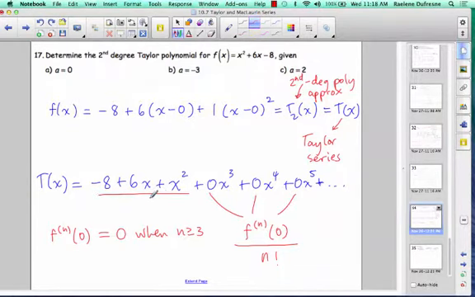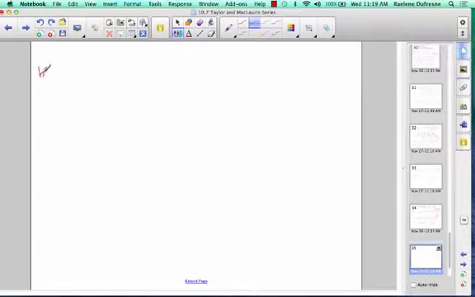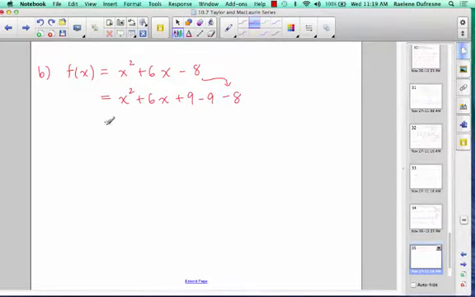But if we wanted to center the polynomial at a different center, say a equal to negative 3, I just want to make a connection back to some algebra and pre-calculus. f of x is a quadratic that can be transformed by completing the square. And so in part B, we have that f of x is equal to x squared plus 6x minus 8. And we can complete the square here. f of x is x squared plus 6x plus 9 minus 9, and then minus 8 gives us x plus 3 all squared minus 17.